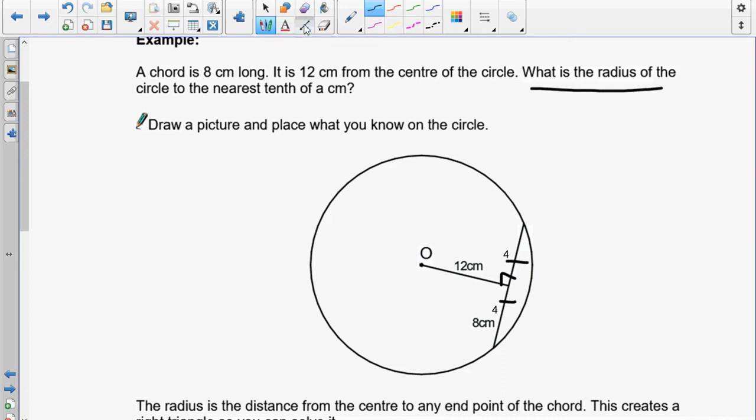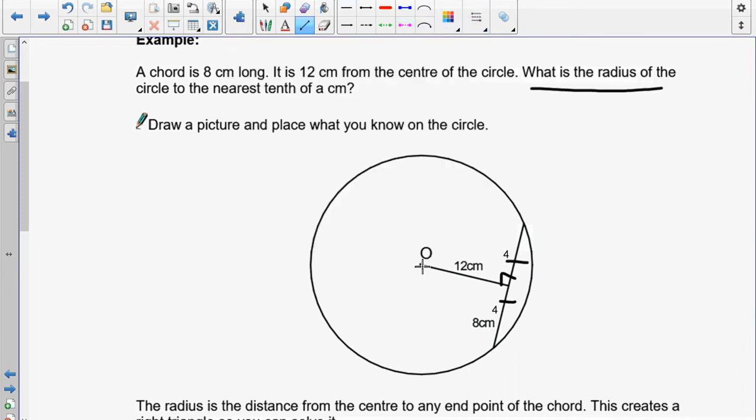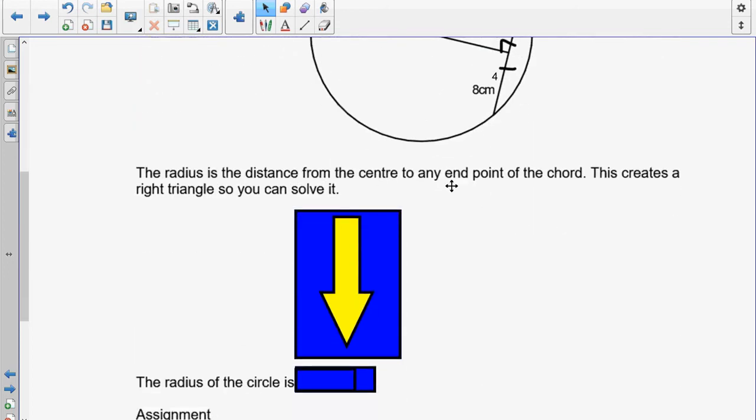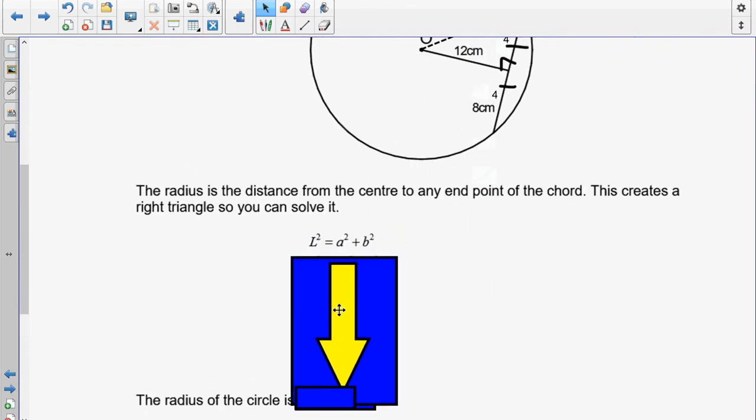I don't know what the radius is, but we do know that a radius, we've drawn them in, goes from here to there, or from here to there. So now I have a right angled triangle, and this length is 12. This length is 4, and I want to find the hypotenuse. The hypotenuse is from the center out to here. It's the longest side. So here we go. L squared, or H squared, or C squared, is equal to A squared plus B squared.